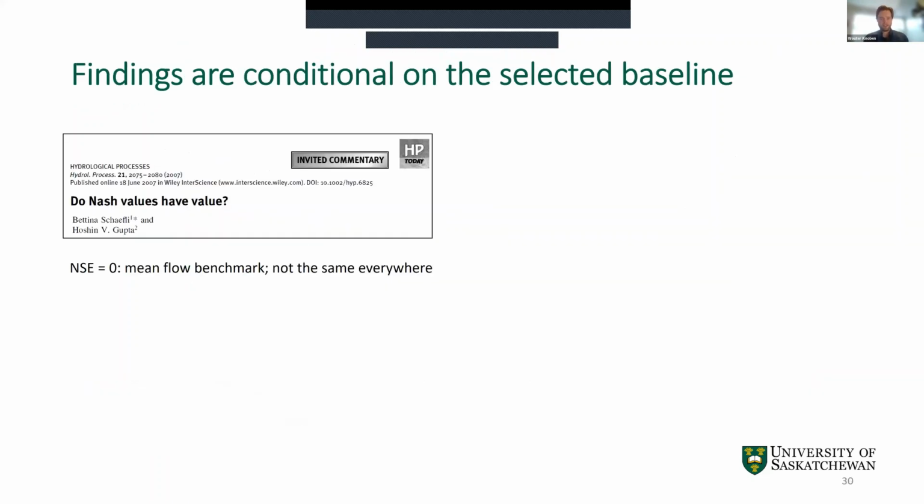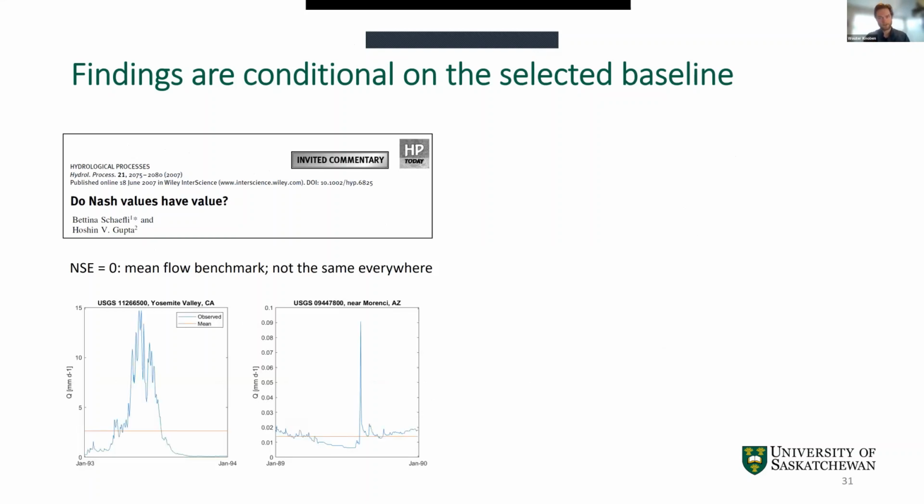However, findings such as these are conditional on the baseline that you compare them against. And in terms of mesh subclip efficiency, this has a really convenient built-in benchmark at NSE 0, which means that you're comparing your model simulations to a mean flow benchmark. The problem with this mean flow benchmark, as Schaefli and Gupta point out, is that this is not the same everywhere. So here are two catchments from the CAMELS-US data set. One is in Yosemite Valley and one is in Arizona. Now, what we see in the Yosemite Valley case is that this streamflow signal is very seasonal. And the mean flow, the straight line here, is not a very good predictor of the day-to-day flow regime. It is a very bad predictor of the day-to-day flow regime.